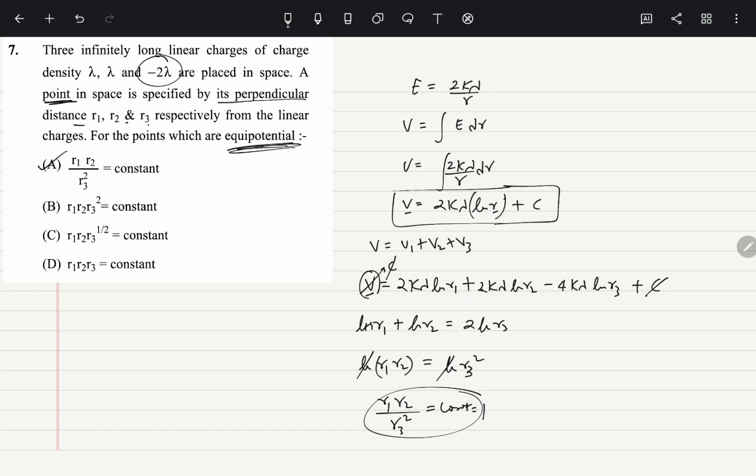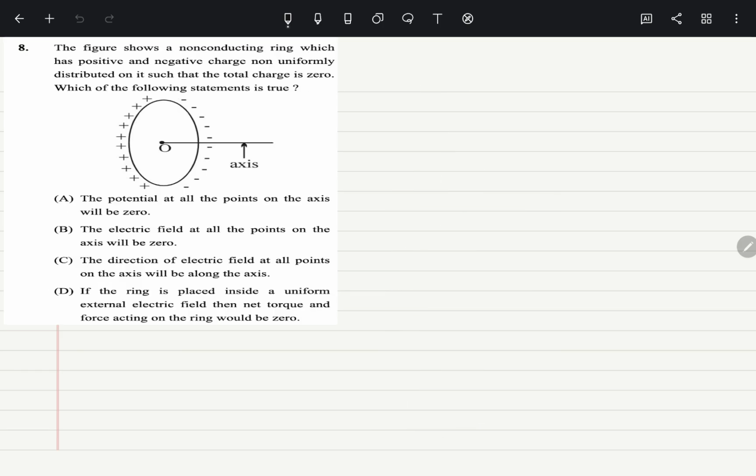So I hope you understood this question. Let's move to the next question. The figure shows a non-conducting ring which has positive and negative charge non-uniformly distributed on it such that the total charge is 0.